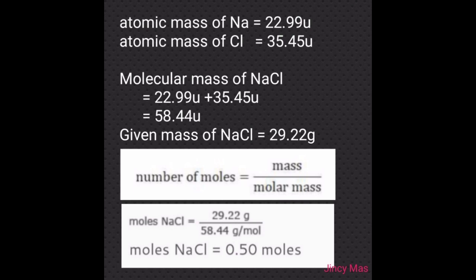Then in the question, the given mass of NaCl is 29.22 gram. Then by using this given mass of sodium chloride and the molecular mass of sodium chloride which you have calculated, you can find out the number of moles of sodium chloride. Because the number of moles of sodium chloride is equal to the given mass of sodium chloride divided by the molar mass of sodium chloride. Then moles of NaCl is equal to 29.22 gram divided by 58.44 gram per mole. So moles of NaCl is equal to 0.5 moles.